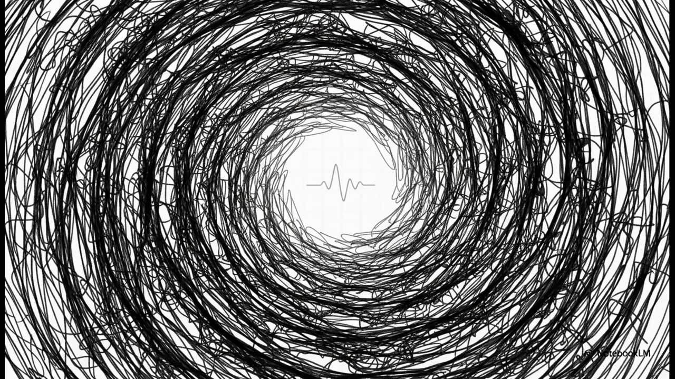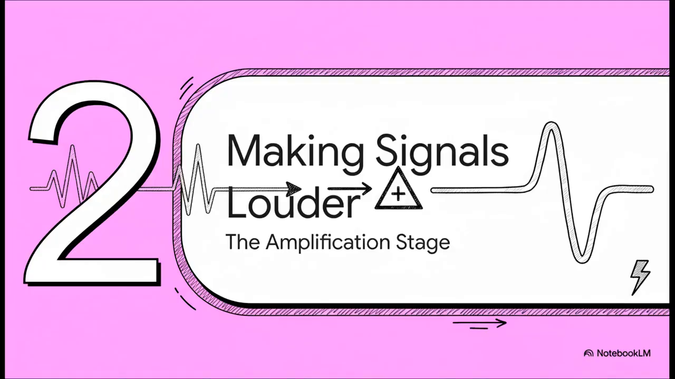Okay, but here's the problem. This raw signal, it's nowhere near ready to be used. It's super weak, it's full of what we call electrical noise, and honestly, it's in a format our devices just can't speak. It's like trying to hear a faint whisper in the middle of a hurricane. So, what's the very first thing we have to do? We've got to make that whisper loud enough to actually hear. And that's where the amplification stage comes in.